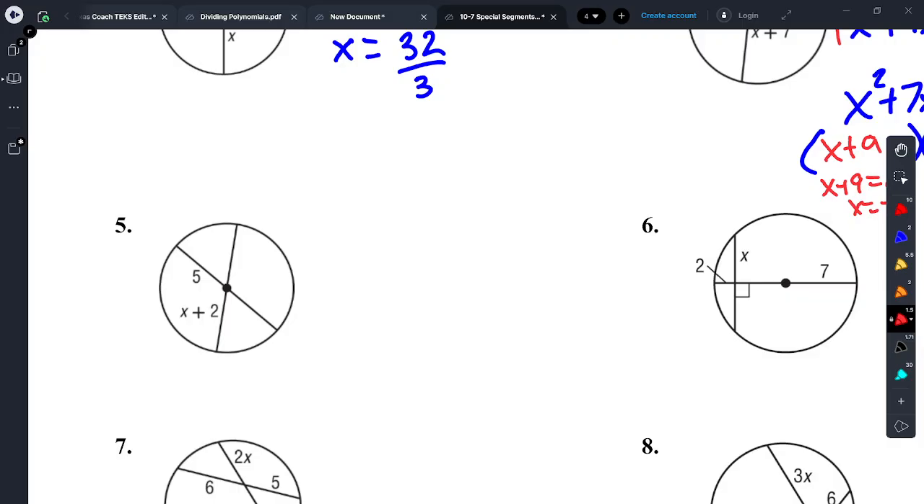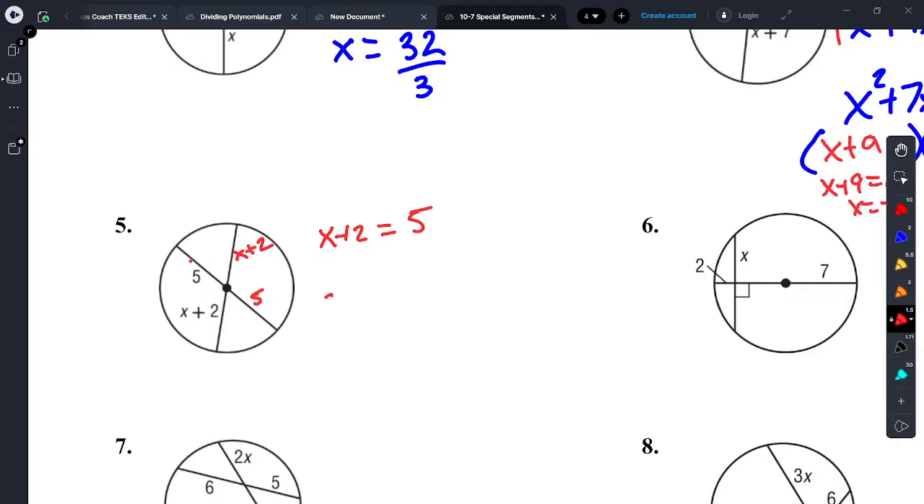What are the chords going through? They're all radii. So that means this is 5, and that means this is x plus 2 also. Now you could do a quadratic and say this times this equals this times this, but if you think about it, what are they all? They're all radii. So that just means x plus 2 equals 5. Let me say that again.